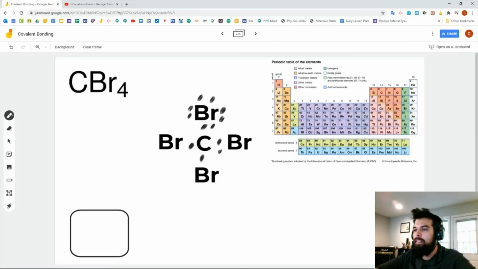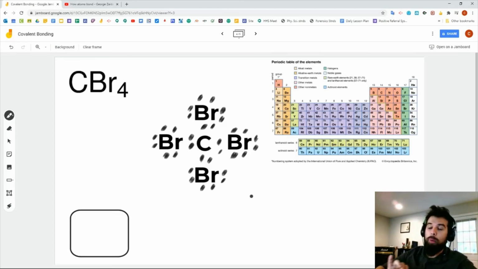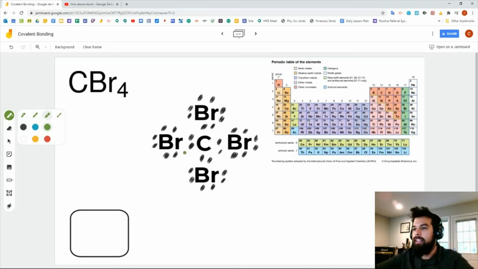Let's do the rest of these pretty quickly. So I went ahead and filled this in. This is the full carbon tetrabromide Lewis structure. And there's a few things that I want to note here. For instance, if I highlight these were the electrons that carbon shared. And these are the electrons that bromine shares. And you can see how every bond has two electrons inside of it, one on top, one on each side, and one on the bottom.